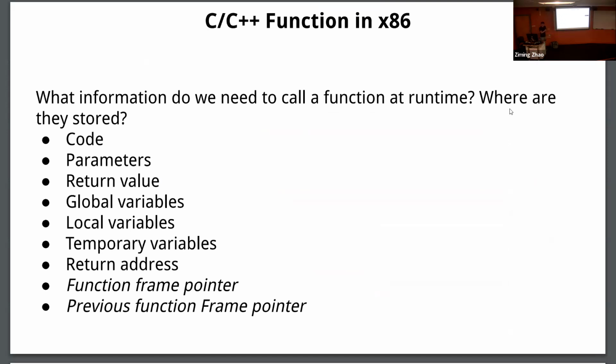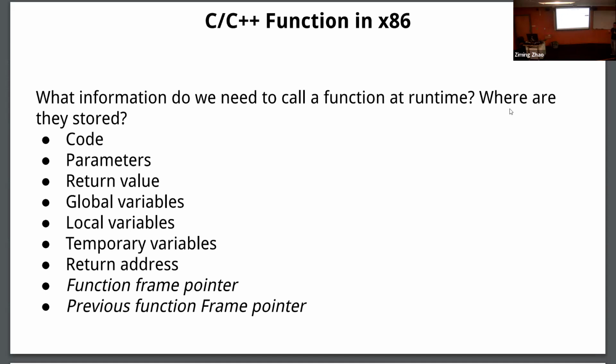the C and C++ functions, how they are implemented in modern architectures, right? So what kind of information do we need to call a function at runtime? I'm not talking about at the developer level. Think about your compiler writer. Okay, what kind of information do you need? As a developer, what information do you need?